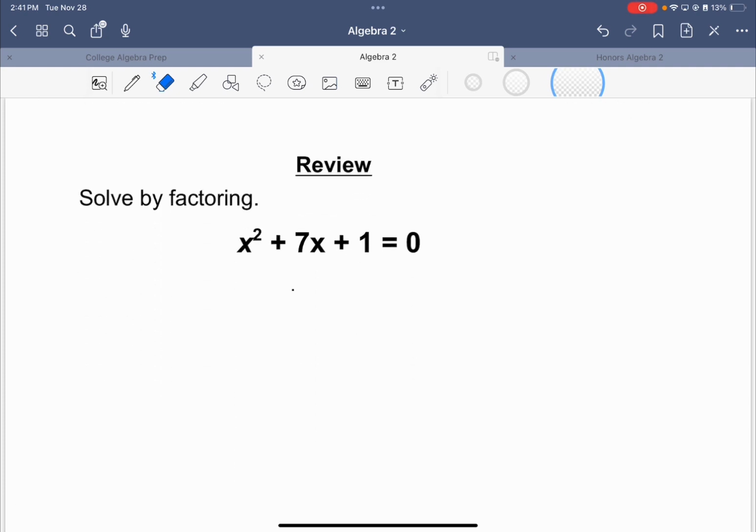Let's start out with the review. The last several days we have been working on factoring. Please solve this equation by factoring.